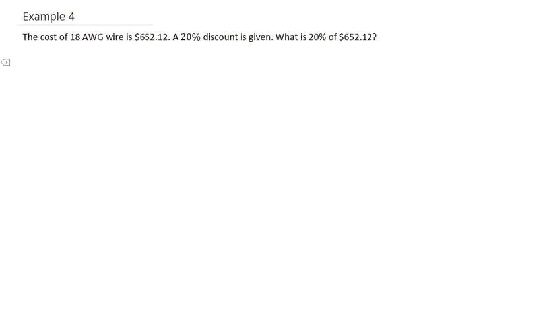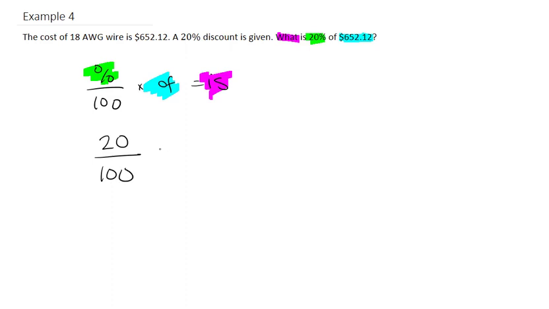Now let's look at another example. Example 4. The cost of 18 AWG wire is $652.12. A 20% discount is given. What is 20% of 652.12? For this, we are going to be using our first equation: percentage over 100 times of equals is. We have 20%, so that's going to go there, of $652.12, so that number goes here. And what we're solving for is our "is." So let's start plugging all this in. We have 20 over 100 times 652.12, and that will be the number we're looking for.